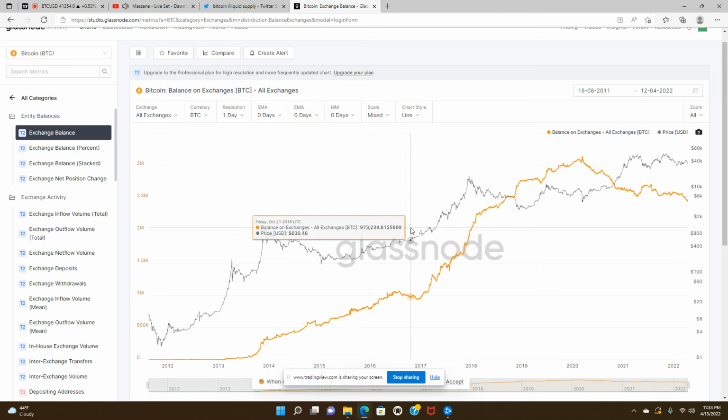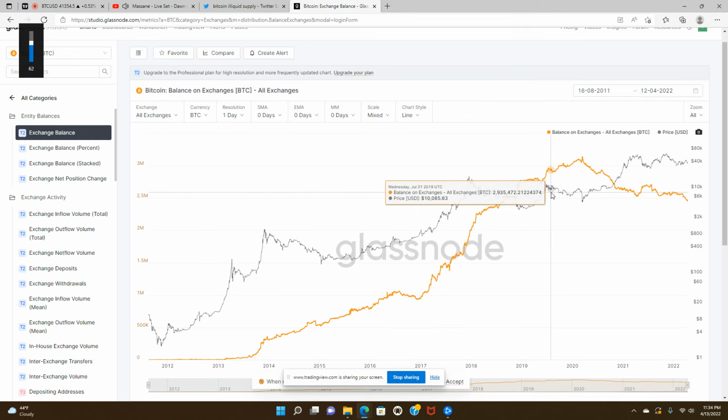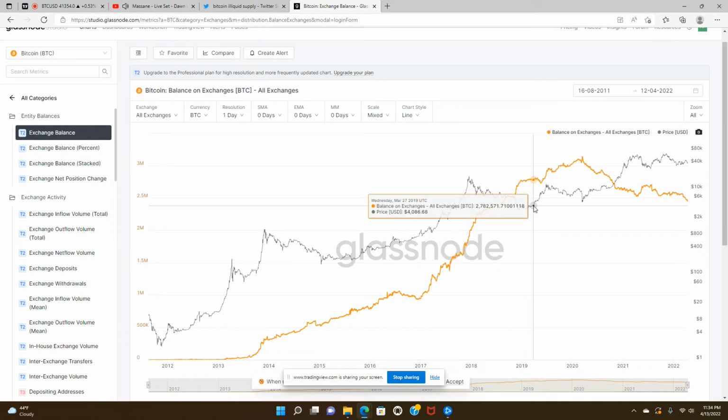Hey guys, I want to do a little bit of an on-chain analysis video today. Right now I'm looking at the Glassnode chart, and this is the Bitcoin balance on exchanges. This is a pretty important chart. I would go so far as to say the most important chart in Bitcoin, as far as one of the few on-chain metrics that has a very, very direct impact on price action. Maybe more acute the other way around.